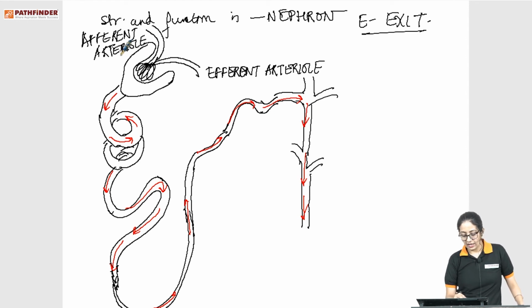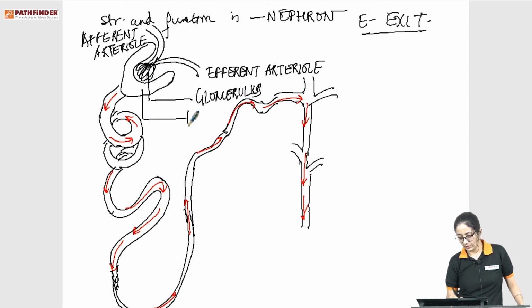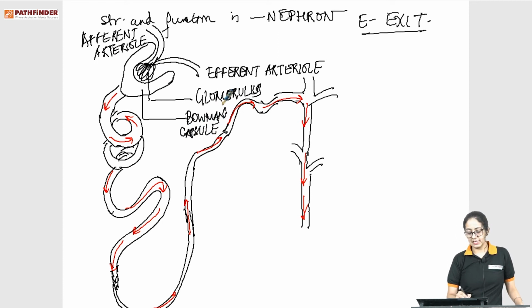Now I've mentioned afferent arteriole and efferent arteriole. Then what comes next? What I suggest here is, because you've heard of something called the Malpighian corpuscle, what is it made up of? The glomerulus and the Bowman's capsule. You can also write it on this side and then ultimately mention it as the Malpighian corpuscle. Next is your proximal convoluted tubule.